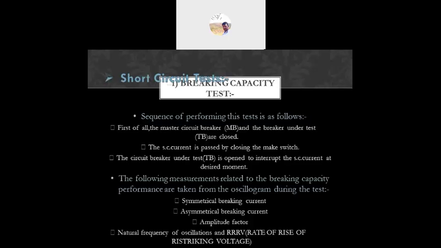Next is the short circuit test. This is about the breaking capacity of the circuit breaker, which will be checked in the short circuit test. The sequence of operations is proved with the master circuit breaker and the breaker under test. First, the master circuit breaker and the breaker under test are closed. The short circuit current is passed through the making switch, to the circuit breaker under test.